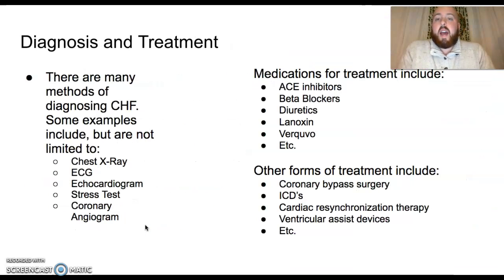Now, in terms of diagnosis and treatment, there are many methods of diagnosing CHF. Some examples include a chest x-ray, an ECG, echocardiogram, as well as a stress test or a coronary angiogram. Some medications for treatment include beta blockers, diuretics, Verquvo, and treatments that do not involve consumption include coronary bypass surgery, ICDs, and ventricular assist devices.